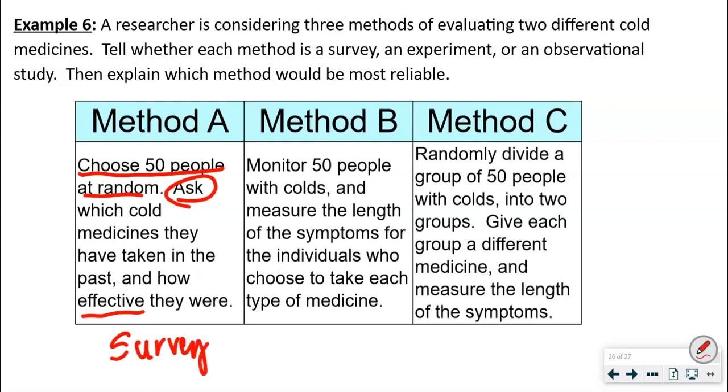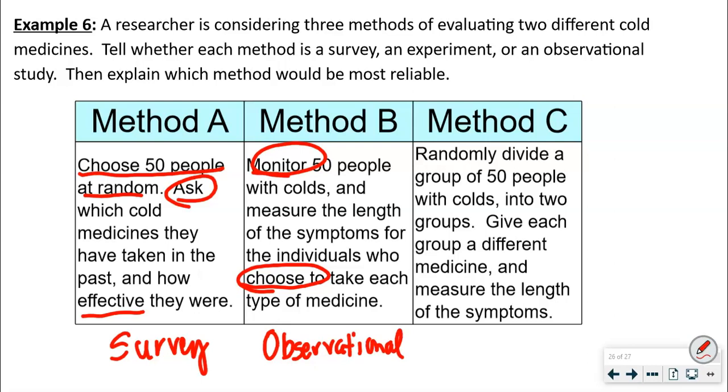Okay, let's talk about this middle one. Monitor 50 people with colds and measure the length of symptoms for the individuals who choose to take each type of medicine. So what do y'all think? Is this going to be experiment or observational? Monitor 50 people with colds. Measure the length. Y'all with me here? So monitor is important here, right? We're measuring the length of people who choose to take each type of medicine. So this is observational, isn't it? We don't have a control group, do we?